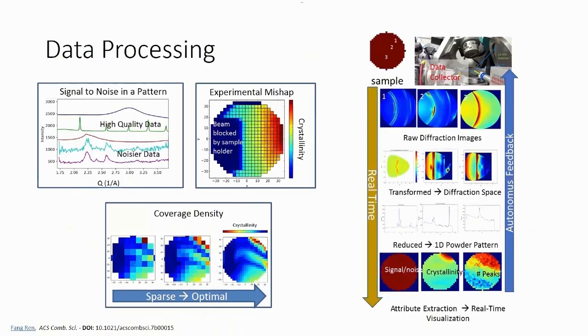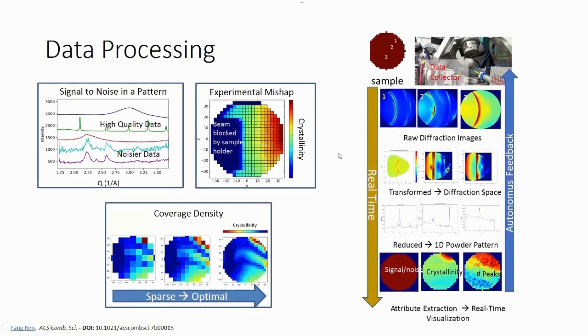Data processing, particularly data on stream, is a huge issue, particularly for our folks doing things like synchrotron experiments that are very expensive. And so if you look, you have data that's very high quality, you've got data that's noisier, and you want to be able to parse between those. You want to say, okay, maybe we need to count a little bit longer on that sample. There are things that happen during synchrotron experiments, like the beam was blocked by the sample holder, and so you miss out on all the data here. And you also want to optimize your coverage density. You want to make sure that you're getting the maximum amount of information out of your dense scan.